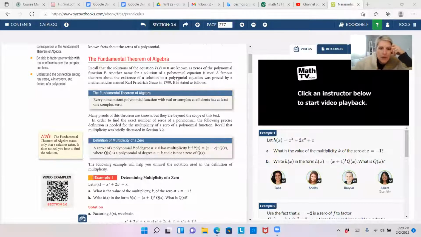So I'm going to share my screen and let's look at the book for a moment. The fundamental theorem of algebra says every non-constant polynomial function with real or complex coefficients has at least one complex zero. So a complex zero could be just a real value.